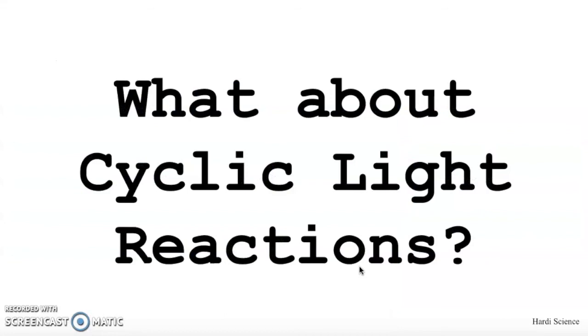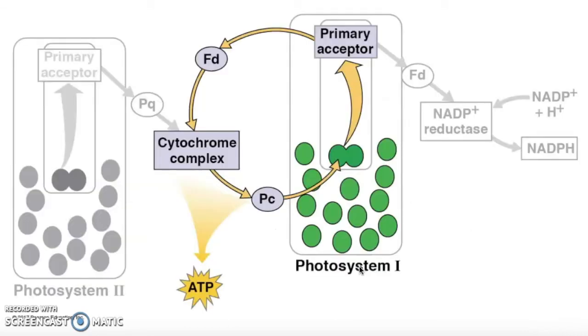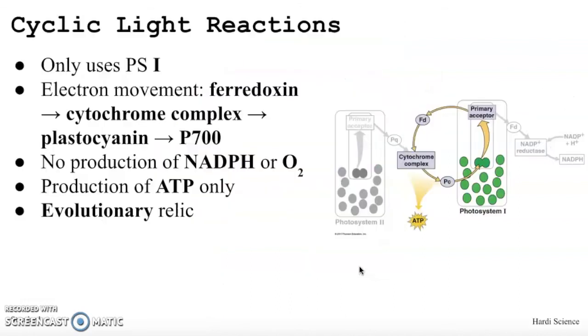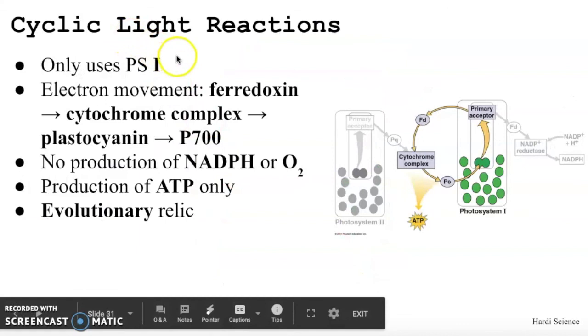Okay, so that is all about linear light reaction or non-cyclic light reactions. Now let's talk about the cyclic light reactions. So this is a diagram showing you what the cyclic light reactions look like. As you can see, it only uses photosystem 1, and it happens in, as you guessed it, a cyclical way. So again, it only uses photosystem 1.